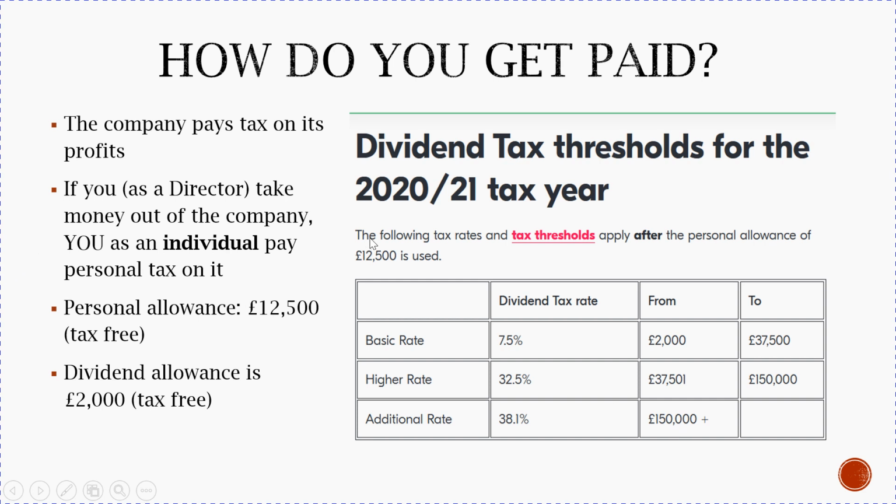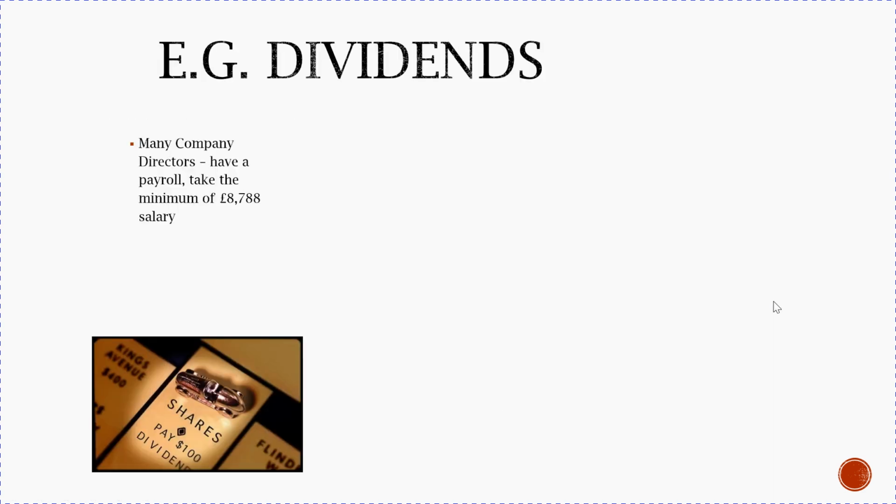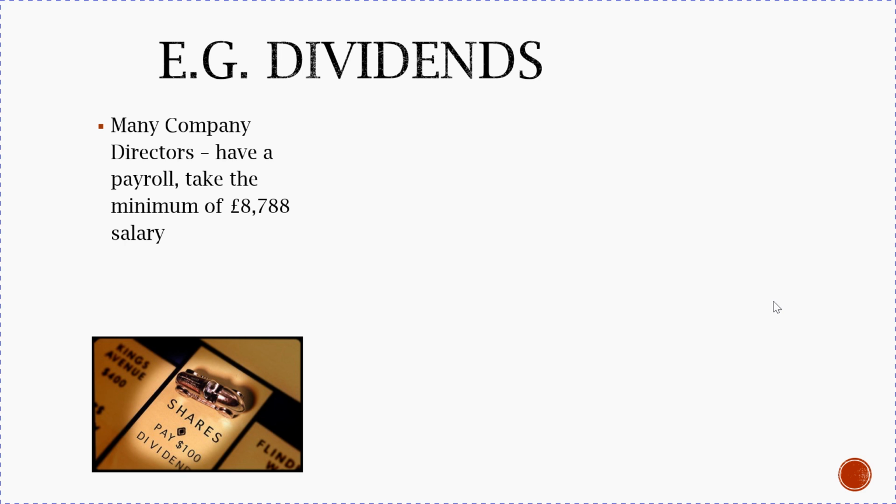So that's the first thing to get your head around. Whereas tax-free, after your 12.5, then it's 20%. So from that you can see why people would be more keen to get paid in dividends. But we're going to do a worked example, don't worry. So many company directors therefore use the strategy of having a payroll and taking the minimum salary of £8,788. Why is it 8,788 and not 12,500?